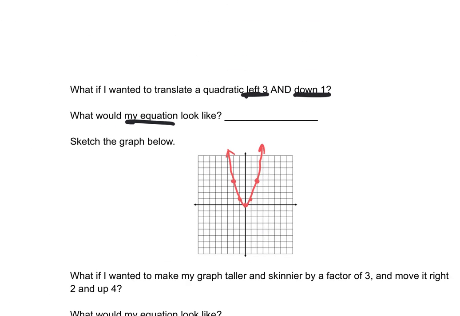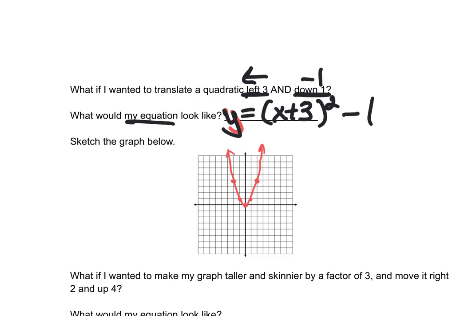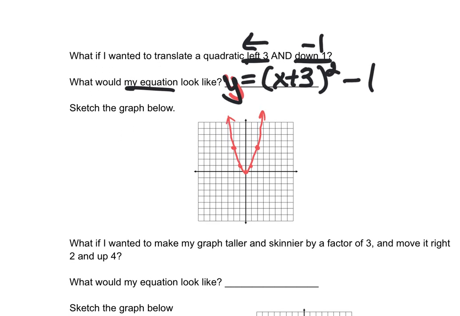So if I am moving to the left 3 and down 1, I'm going to get y equals, in our parentheses, if we are moving left 3, left is negative, which means inside of our parentheses is going to be x plus 3. This is always squared. The x value is always going to be squared. Down 1 means we go minus 1. And so our red parent function here is going to go left 3 and down 1. 1, 2, 3, down 1.